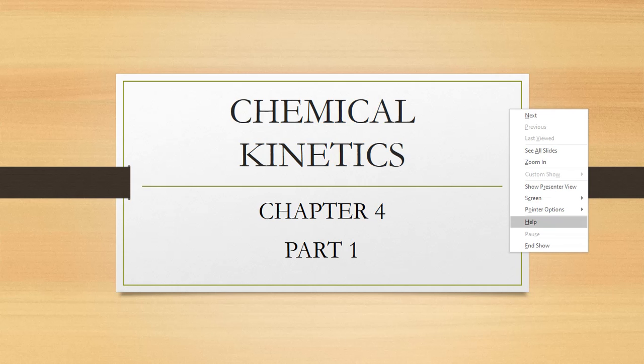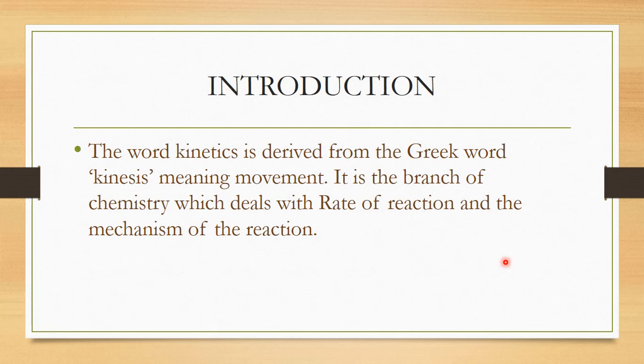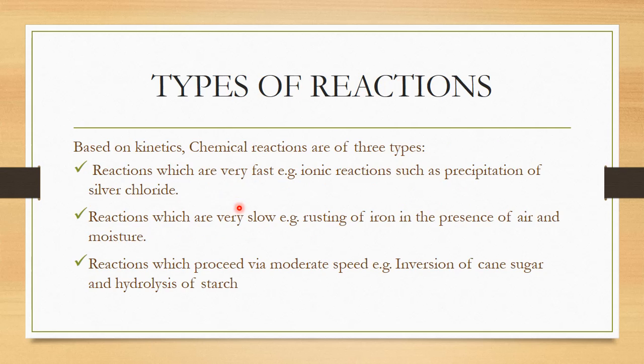Good morning, students. Today we are going to start with the next chapter of chemistry, chapter 4, that is chemical kinetics. Now, first we should know what kinetics is. The word kinetics is derived from the Greek word kinesis, meaning movement. It is the branch of chemistry which deals with the rate of reaction and the mechanism of the reaction.